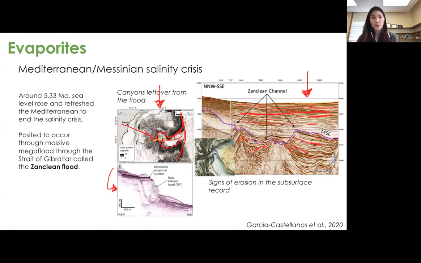So I think that's a pretty cool story that we can reconstruct from our initial clues. We're just looking at the order of evaporite deposits, and that led people to then look for evidence of this flood that replenished the Mediterranean, and ended the Messinian salinity crisis.